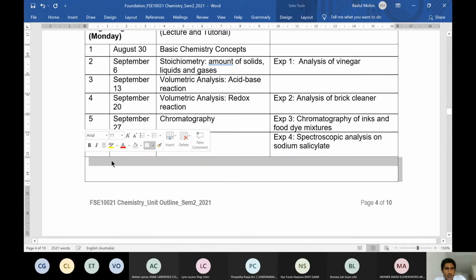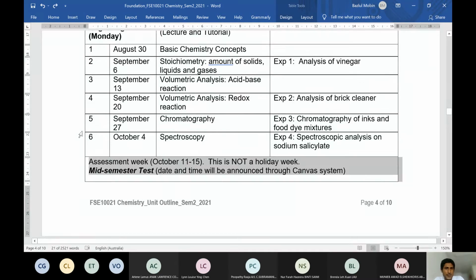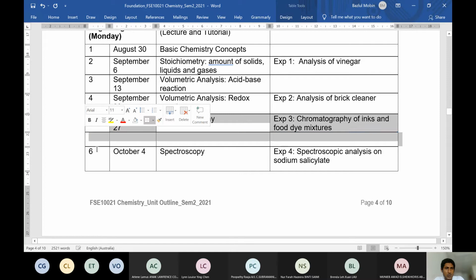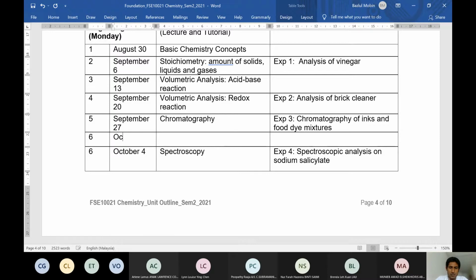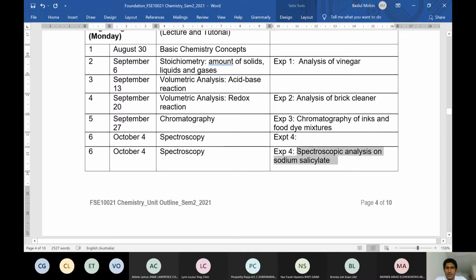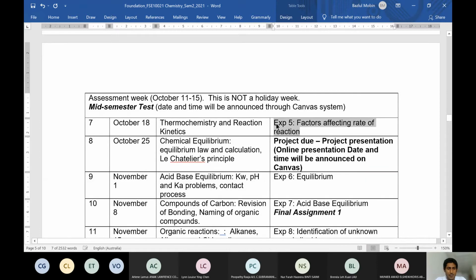Hold on. This thing will come after week 7. Week 6 here, October 1st, October 4, and then spectroscopy. Spectroscopy, experiment 4. And the experiment is separation, and here it will be week 5.